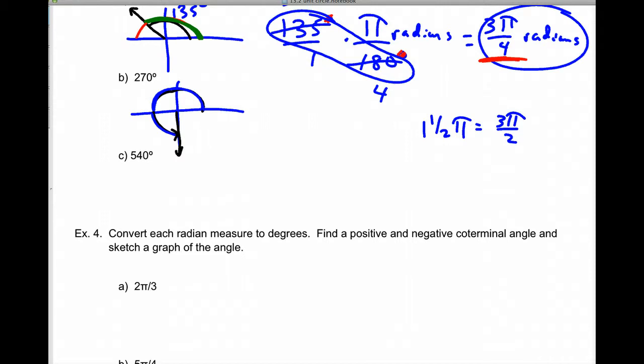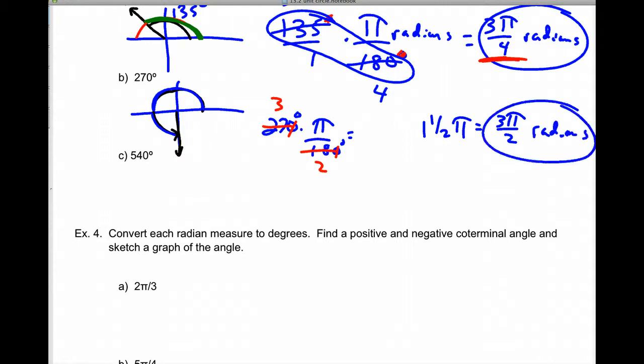Now let's see if the math works out. I'm supposed to take 270, multiply by pi over 180. I can cancel these zeros, and I can say 9 goes into 27 3 times, and into 18 twice. And there I get my 3 pi over 2. So 3 pi over 2 radians is the same thing as 270 degrees. I encourage you to try the 540 and then come back in after pausing and see how you did.